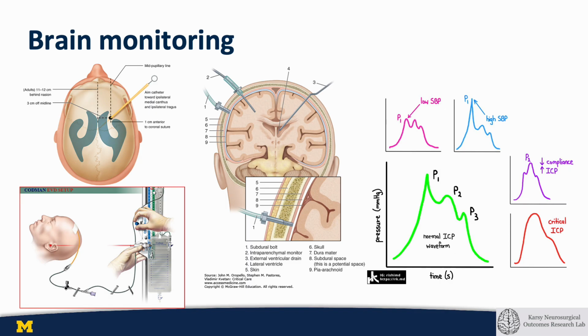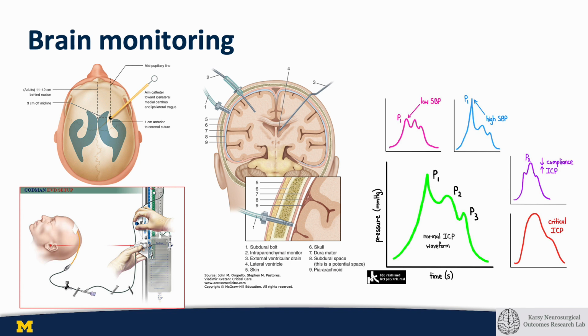Examples in the middle include external ventricular drains as well as ICP bolts and other monitors. These bolts can be anchored into the skull, but generally they're monitors that are placed into the brain or the intraparenchymal tissue, and they give you a pressure reading about what's going on in the brain. And on the right demonstrates different waveforms.